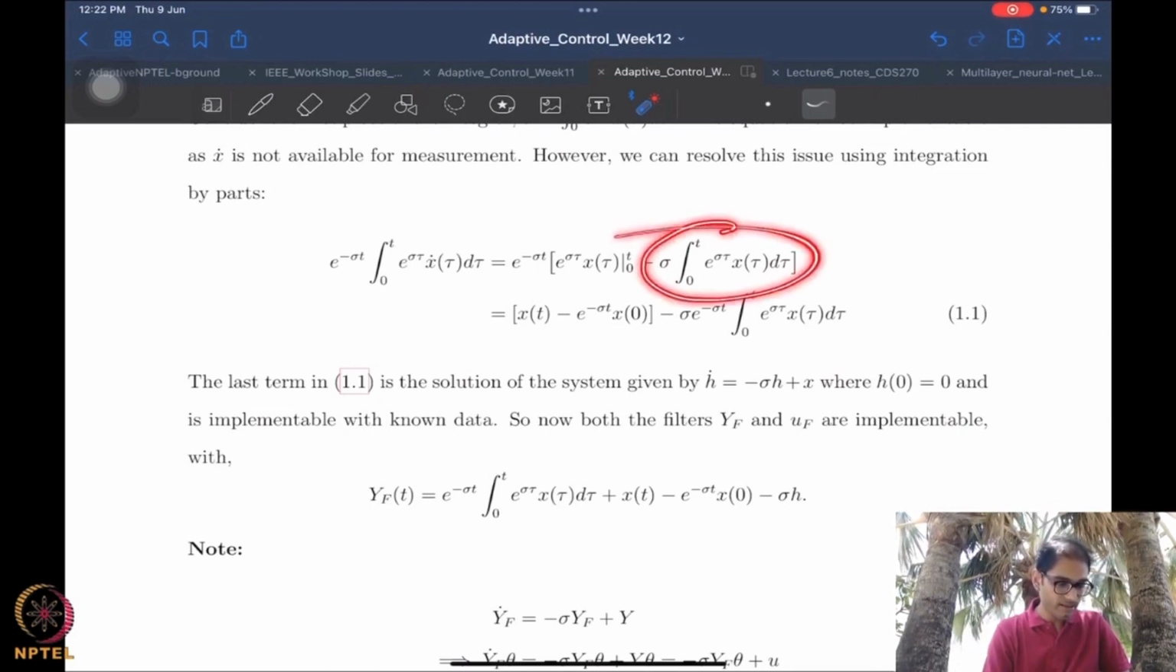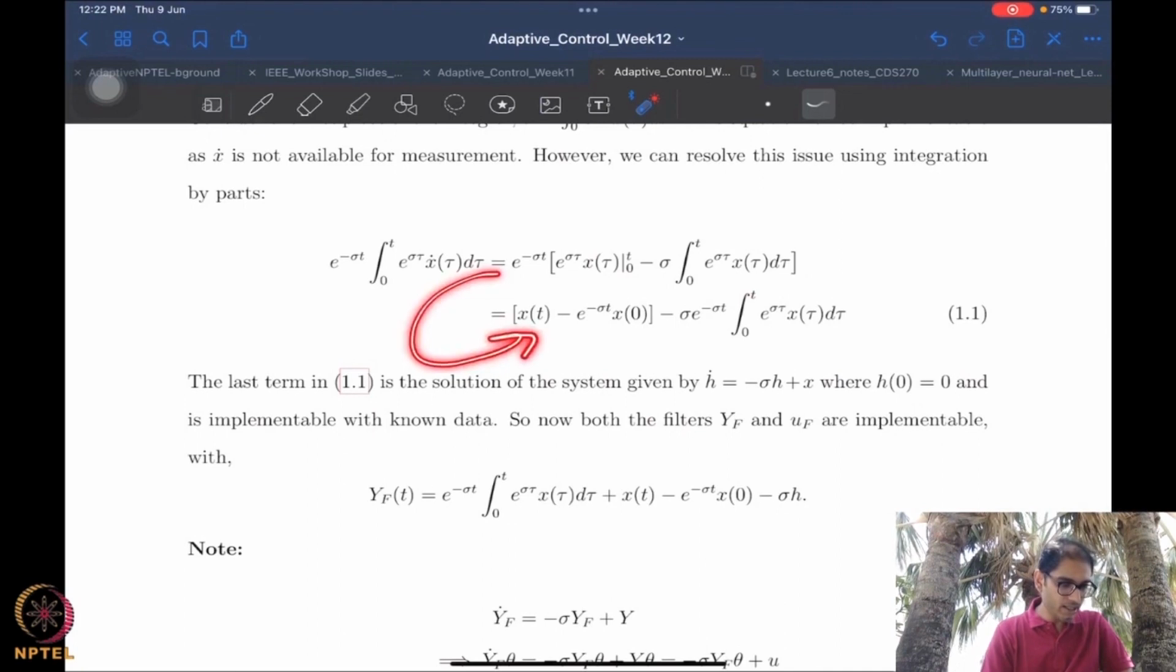Right? I mean, x is known. Anyway, this is implementable. We'll look at it further. And this quantity can be evaluated. So if I evaluate this whole thing right here, you get x at time t minus e to the power minus sigma t x0 minus sigma e to the power minus sigma t, integral from 0 to t of e to the power sigma tau h tau d tau.